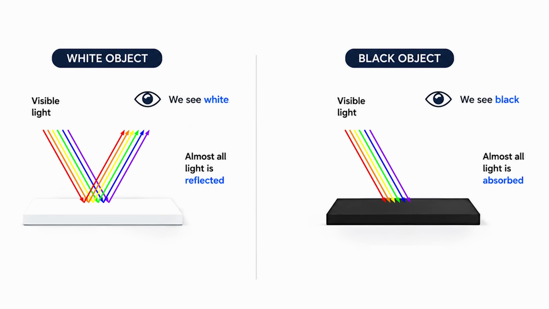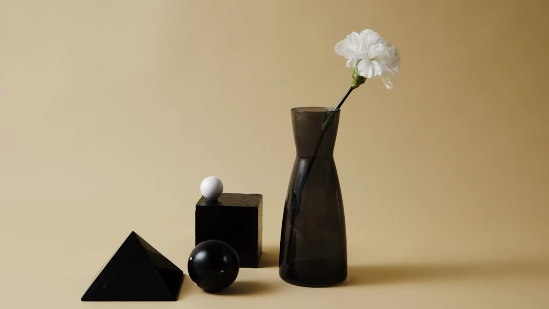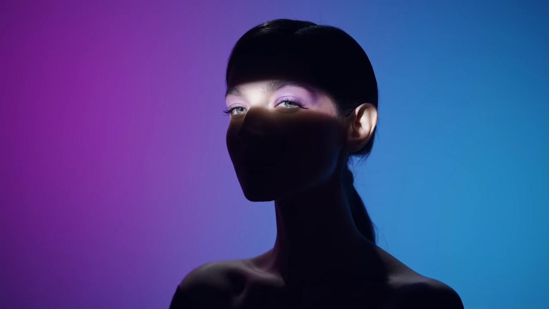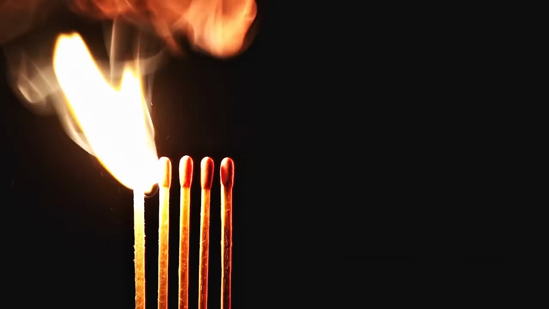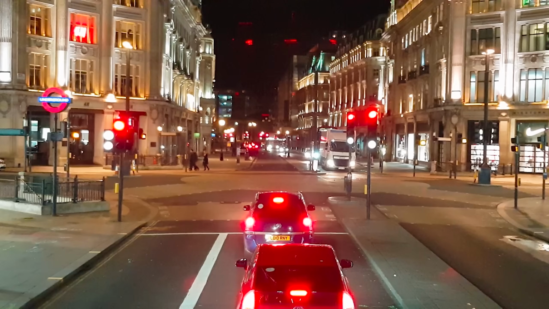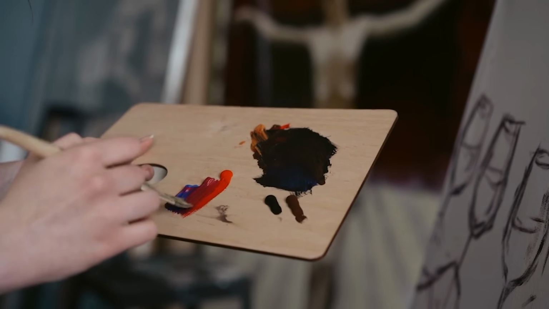A white object reflects almost all visible light, but black objects do the opposite. They absorb almost all incoming visible light and reflect very little light back toward your eyes, which means your eyes receive very little light from the object, and that's why it appears black. So, when you see black, you are not seeing a special kind of light. You're seeing the absence of reflected light. And that's a really important distinction, because red light is light, blue light is still light, but black is what happens when light is missing. In other words, black is not something being added, but something being taken away.